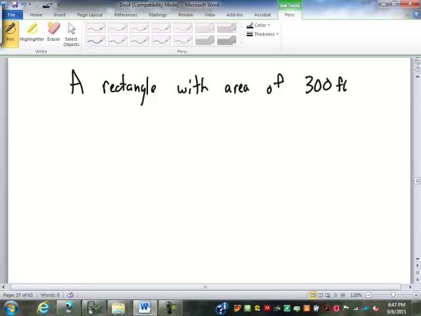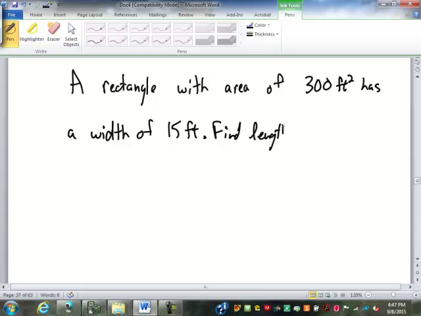300 square feet. Has a width of 15 feet. Find the length. I'll let you guys try this one on your own.